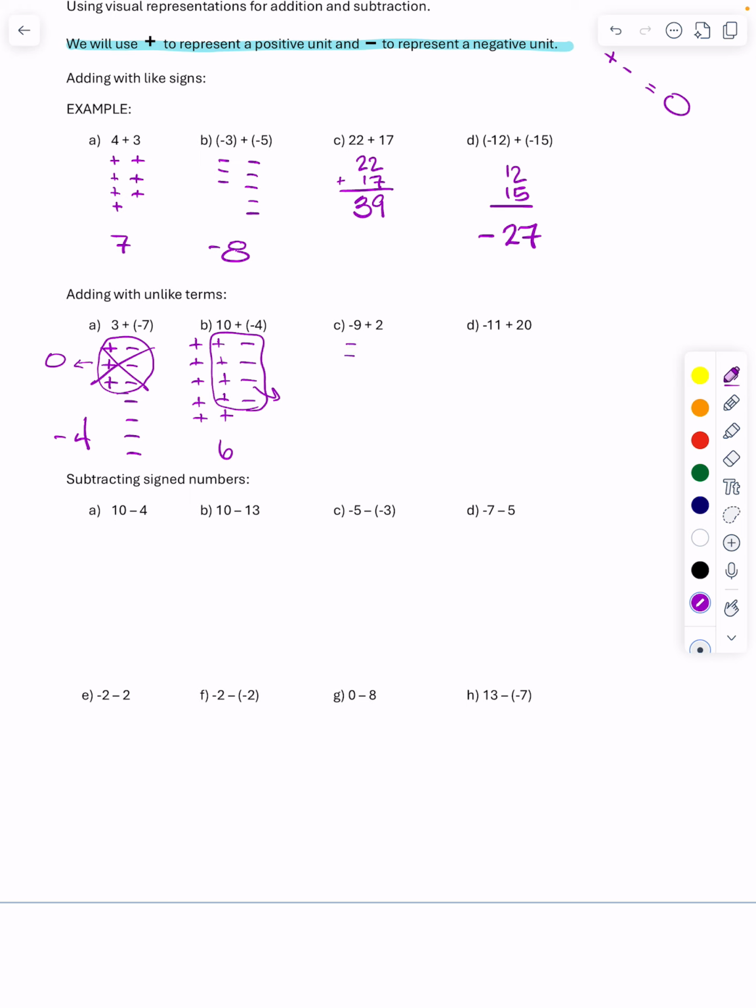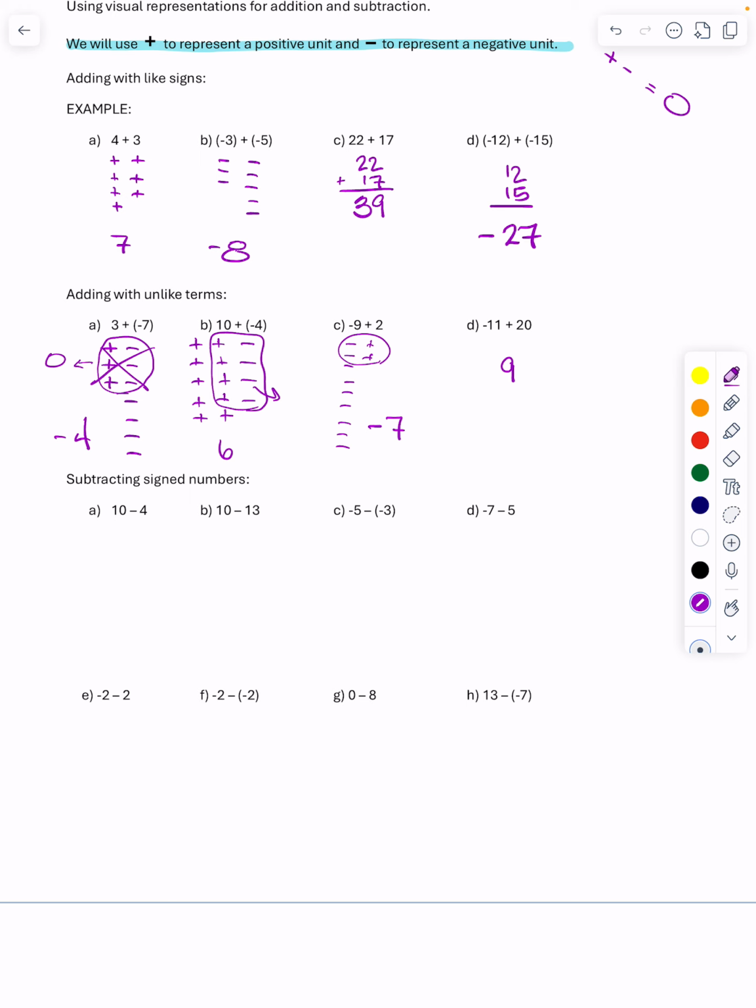So one more, just to confirm. Those 2 positives cancel out 2 of my negatives. I am left with 7 negatives. And 4D, that negative 11 is going to cancel out 11 of the positives from the 20. I'm going to end up with 9 left over. Again, we can do all this with the calculator.